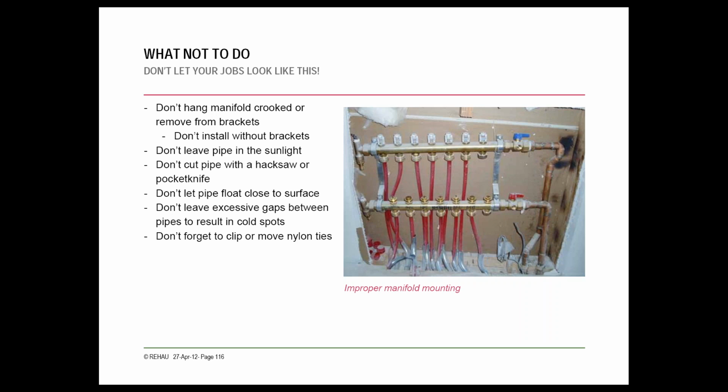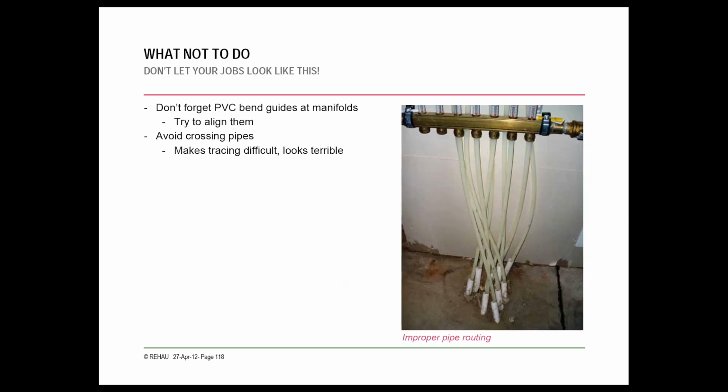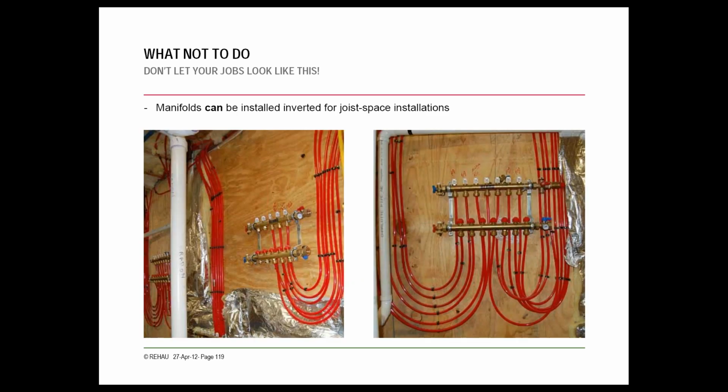These are a couple of just what not to do pictures. Make sure the manifold's level, make sure it's organized. You want to make sure that your piping is routed in an organized manner, so if you ever have to go back and find out and isolate a loop based on a location or whatnot, it's easy to do without going through a whole lot of testing.